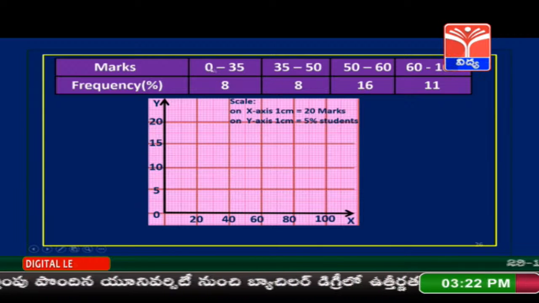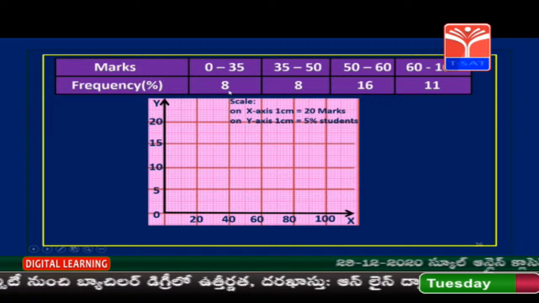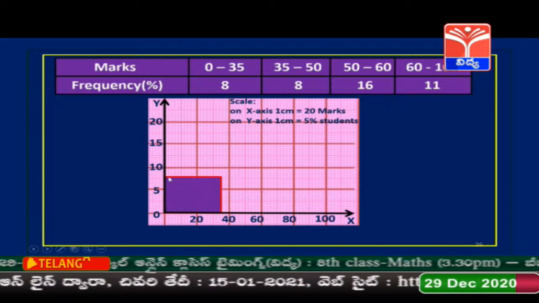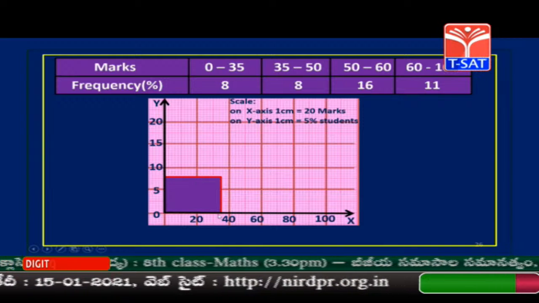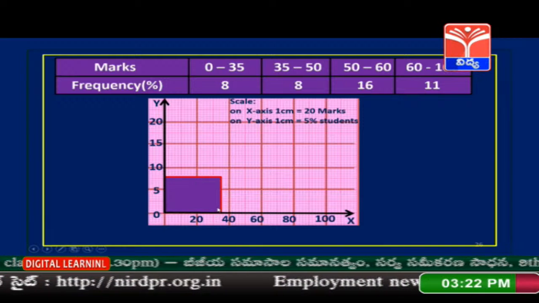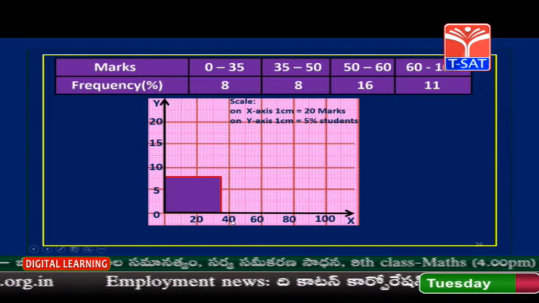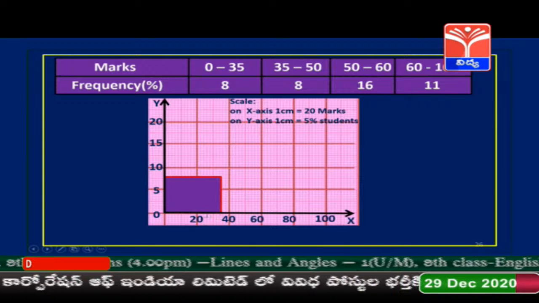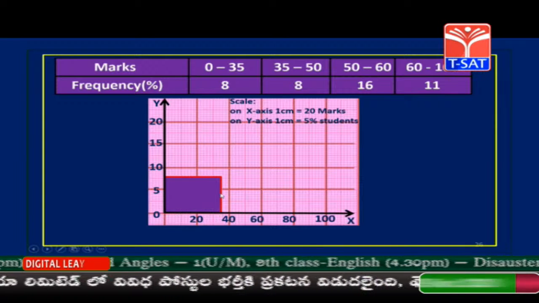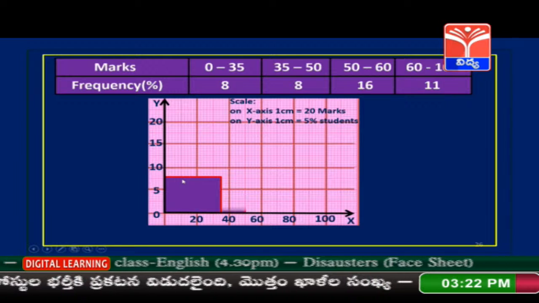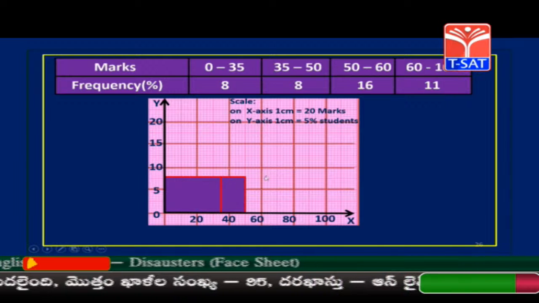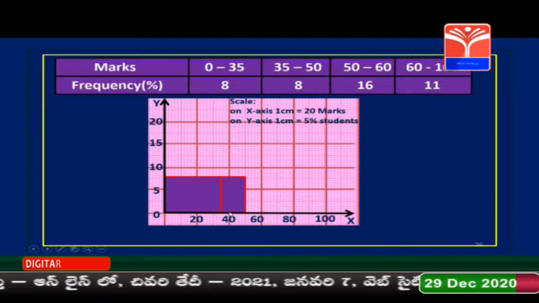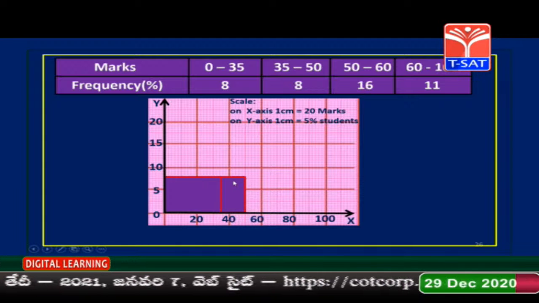Now 0 to 35, what is the frequency, children? 8, yes. So here 8 means after 5, the 6th line. So I am taking here the 6th line. So for 0 to 35, children try to understand here, 20 to 40 middle you will get 30, 30 to 40 middle you will get 35. So from 0 to 35 I am taking frequency as 8. Next 35 to 50, children, this is 35 and here between 40 and 60 you will get 50. So 35 to 50 frequency is also 8.